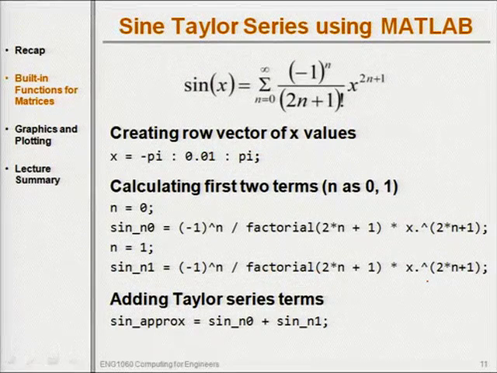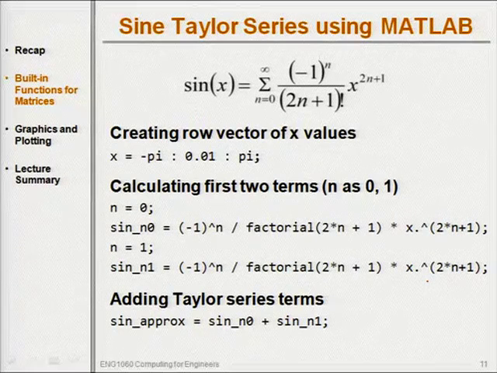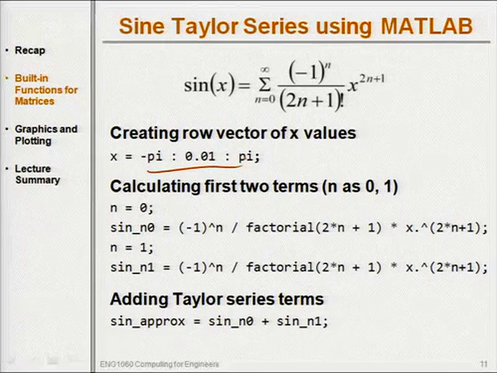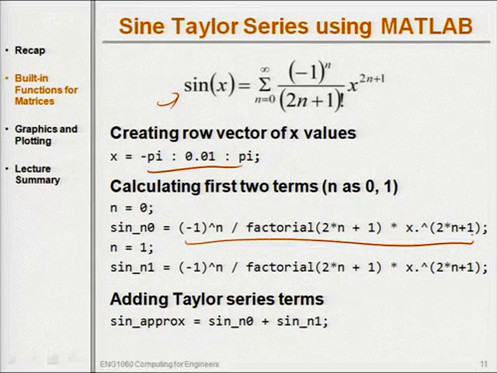So first step, we create a row vector of x values. We want to find a range of x for which we are going to find the sine of x. We can create that between negative pi and pi. Then we can do that calculation. So this is the calculation here.